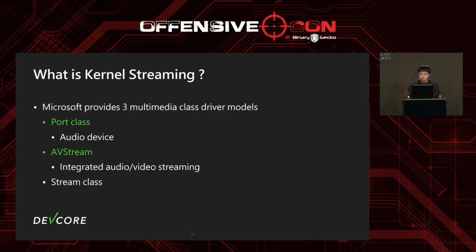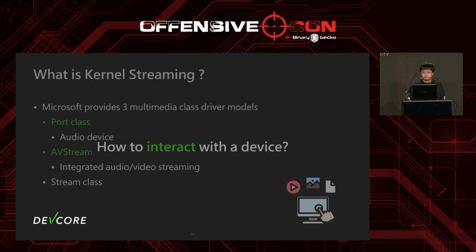In kernel streaming, three multimedia class driver models are provided: Port class, AVStream, and the Stream class. Port class is used in audio drivers, such as your volume control. AVStream is mainly used for video-related purposes, such as your webcam. Stream class is outdated and rarely used. Due to time constraints, we won't go into detail.